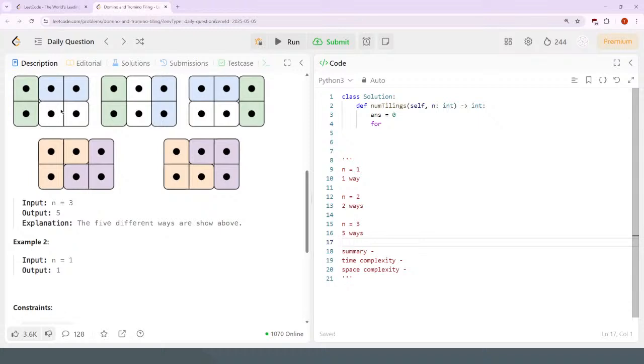So from 2 to 3, you have one additional way where you add a vertical, right? This is one of the 2 ways for n is 2, and this is the other of the 2 ways for n is 2. For each of those ways, you could add a vertical. So it's the previous ways, which is 2, and then there's 3 more.